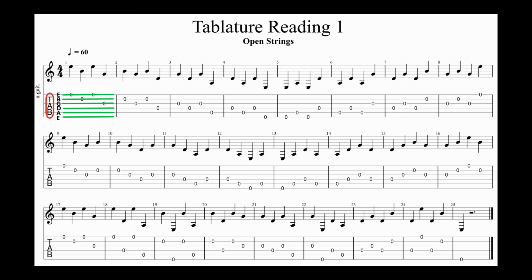Now we're going to put numbers on those lines to represent the frets on the guitar. But since we're working with open strings, you're going to see lots of zeros today. And that's what that represents. A zero means that you play the string without pushing any of the notes. We call it an open string.